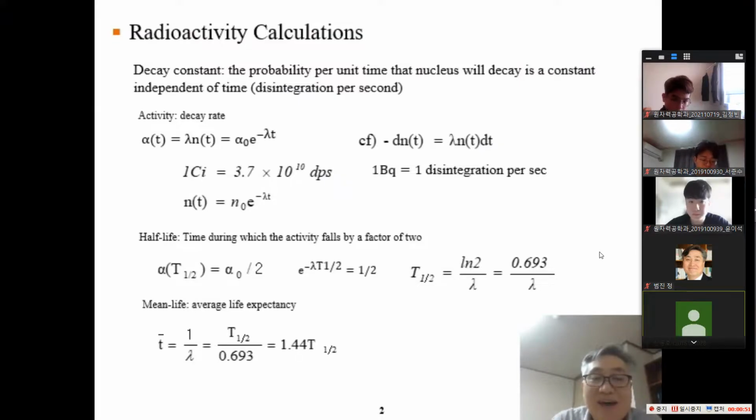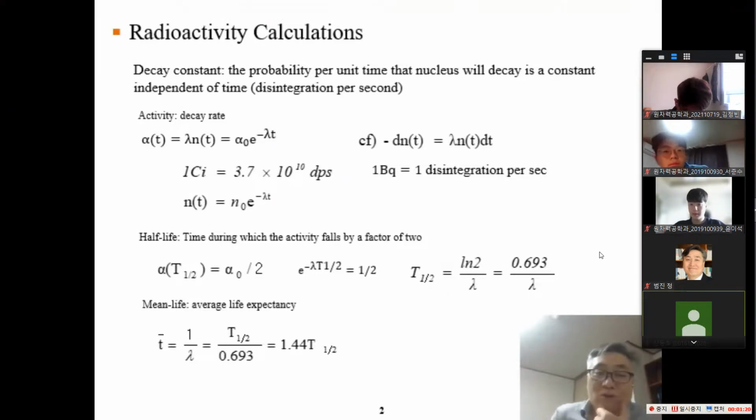n means number density. How many elements? So N is a number. Nt means the number of elements at time t. Lambda is actually this number. Actually, this is the probability of radioactive decay.